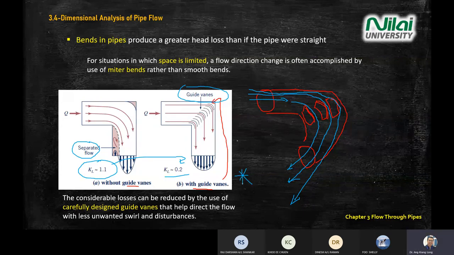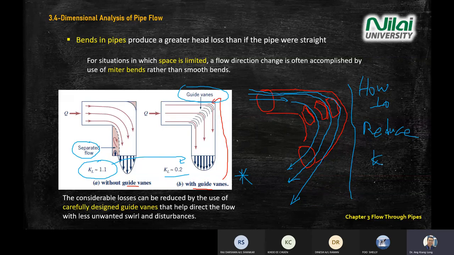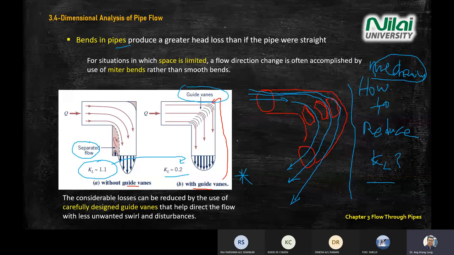This slide is important because there might be a question asking how to reduce KL in the pipe. What are the mechanisms that you can use to reduce the KL value inside a pipe, especially at the bend at the corner? The answer is using guide vanes. Why are guide vanes useful? Because they eliminate separation flow in the pipe. Got it?